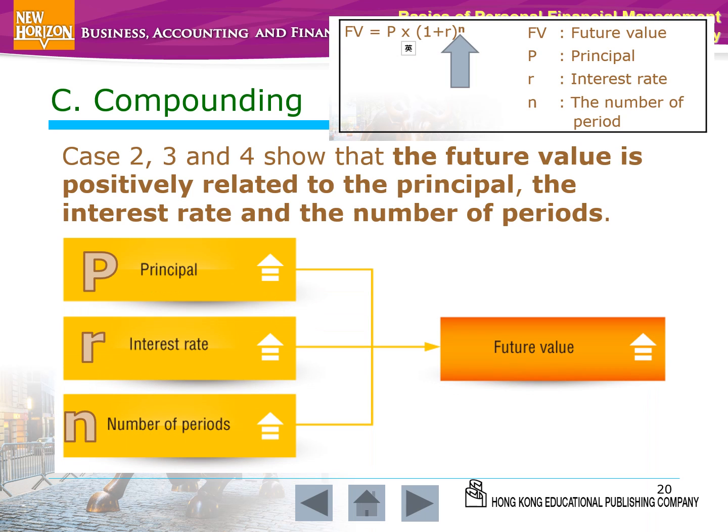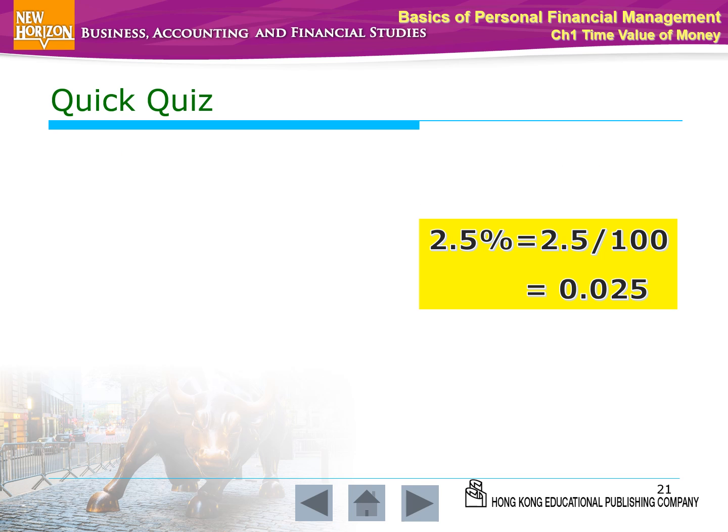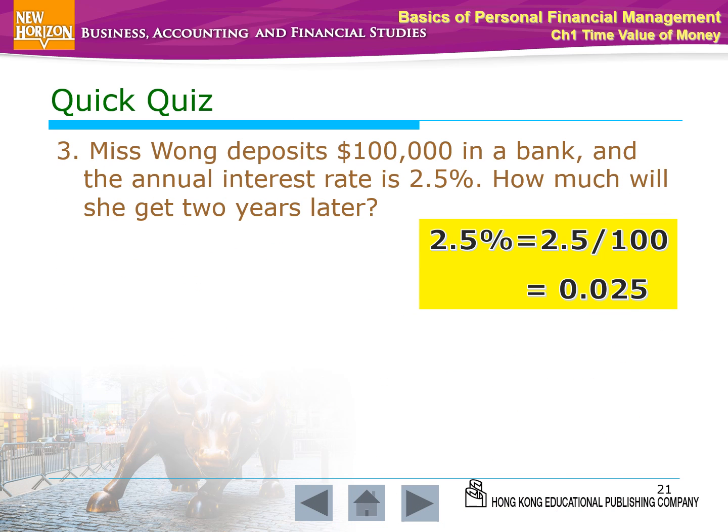Okay, let's summarize into these three factors. P, R, N: principal, interest rate, number of periods will affect the future value. Okay, let's go to the quiz. Ms. Wong deposits $100,000 in the bank and the annual interest rate is 2.5%. How much will she get 2 years later?